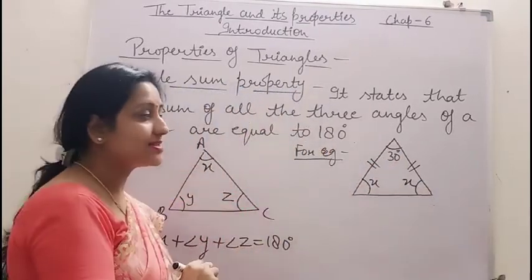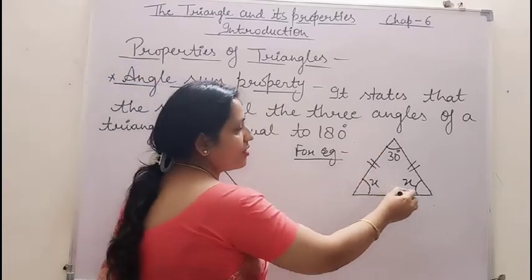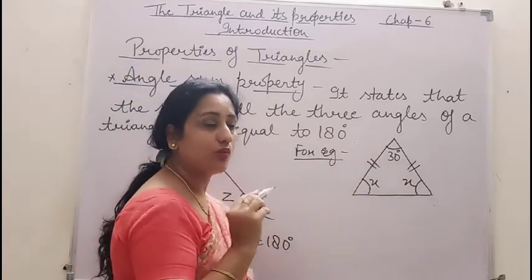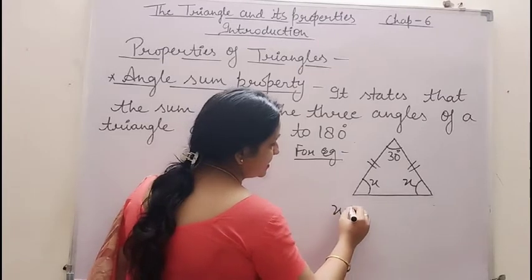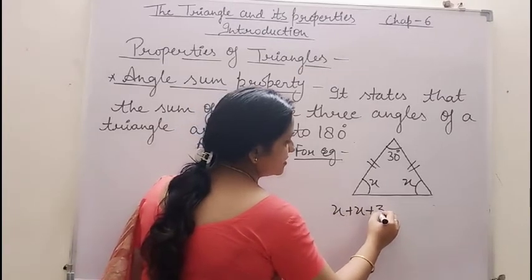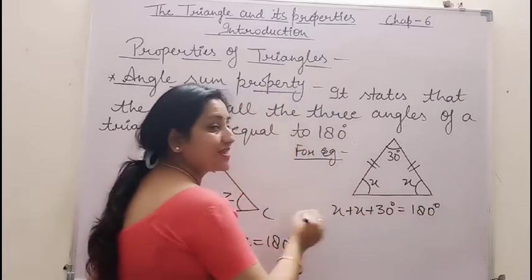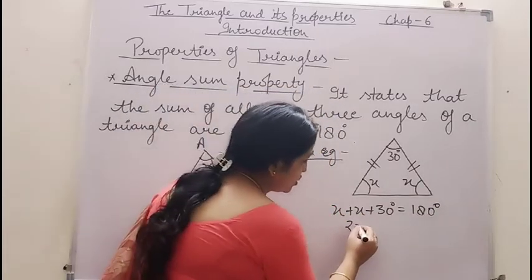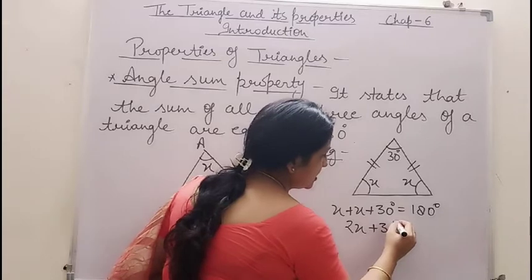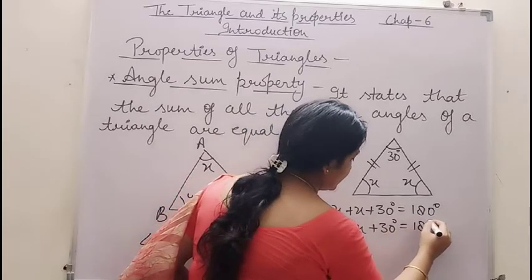By using the angle sum property, the sum of all angles of a triangle is equal to 180 degrees. So x plus x plus 30 degrees is equal to 180 degrees. x plus x will become 2x. So 2x plus 30 degrees is equal to 180 degrees.